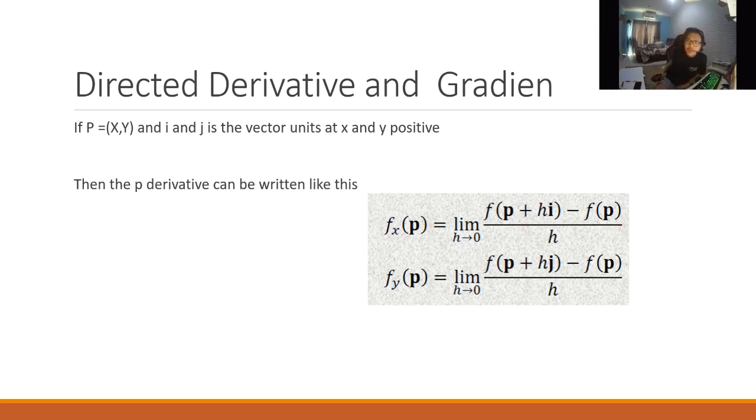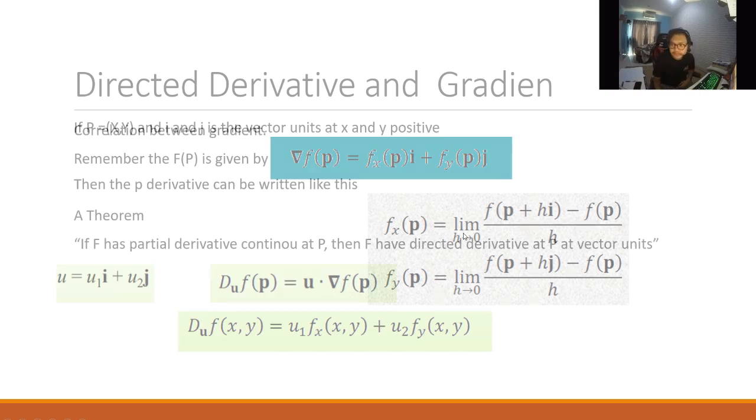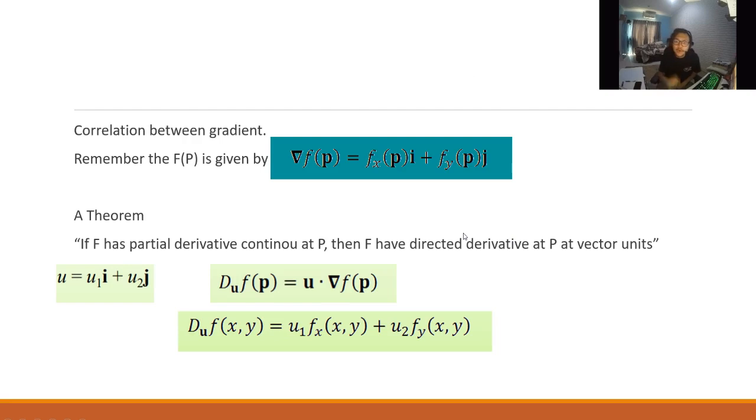Okay, so over here we have the unit vector at positive. It can be written like this: f_x and f_y, limit as h goes to 0. It's the same equation, but it has different unit vectors: x uses i and y uses j. Remember, f_p is given by these equations.